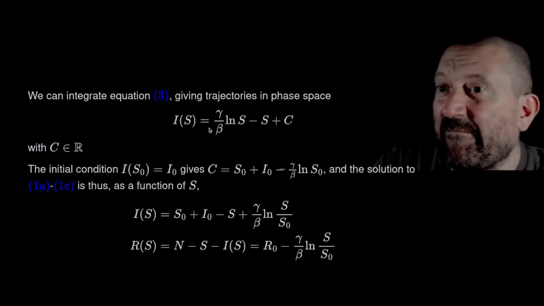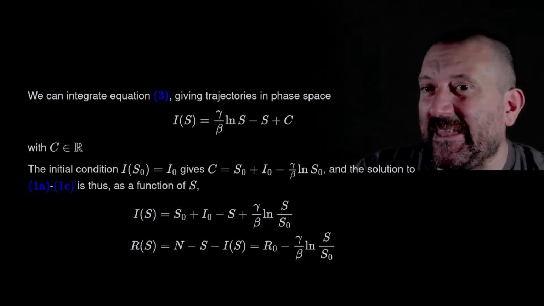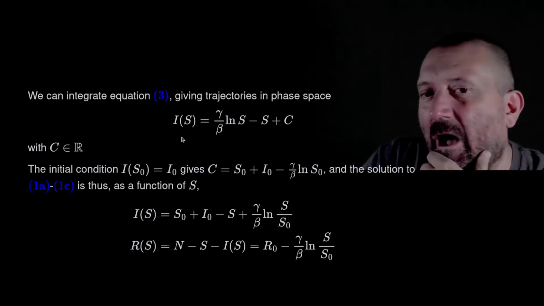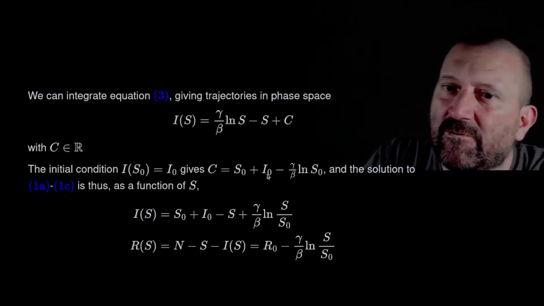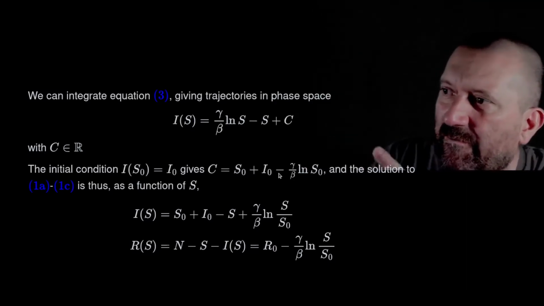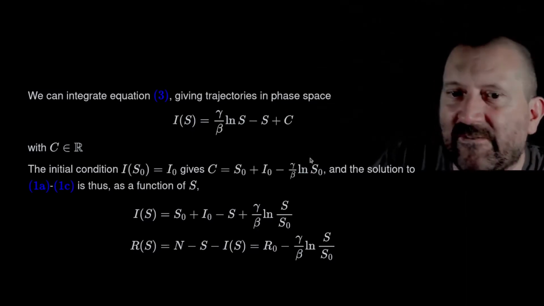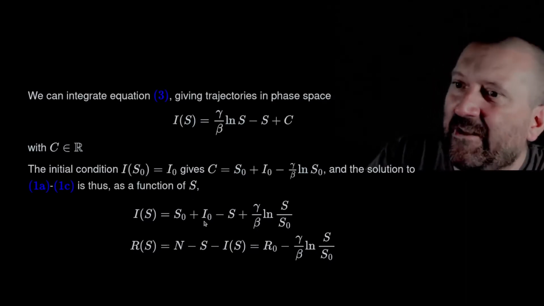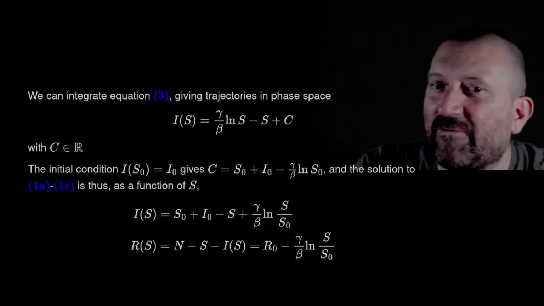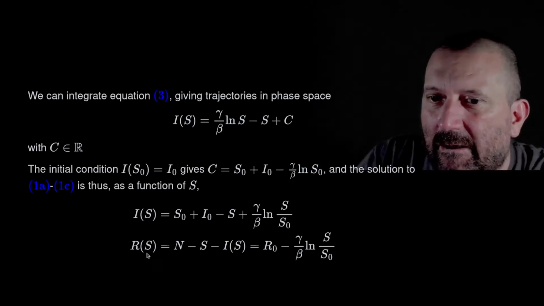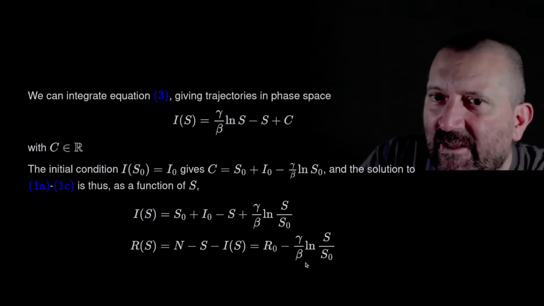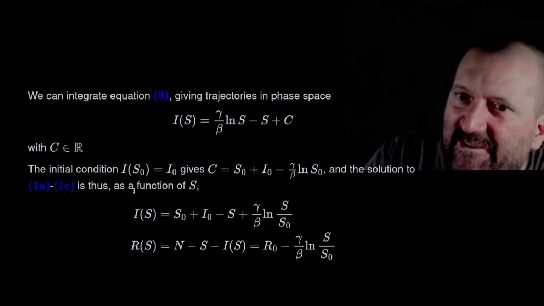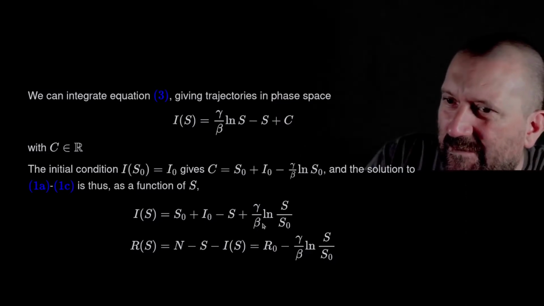So this gives me trajectories in the IS plane, that I'm going to show you in a second. First, as always with a differential equation, you substitute the initial condition to find the integration constant. That gives you I of S equal to this. Recall that I can also recreate R if I need, and I find it to be equal to this. So as a function of S, I of S changes this way.